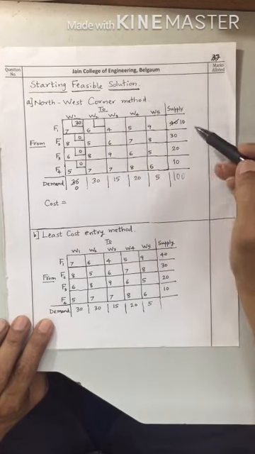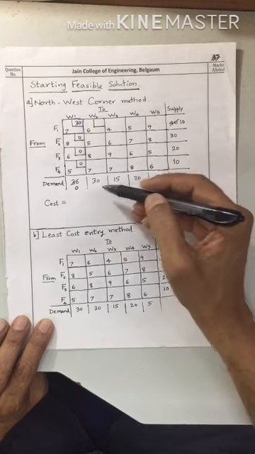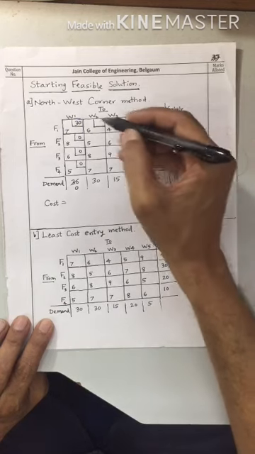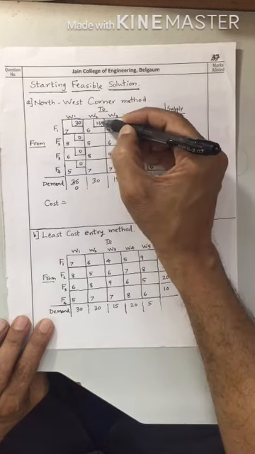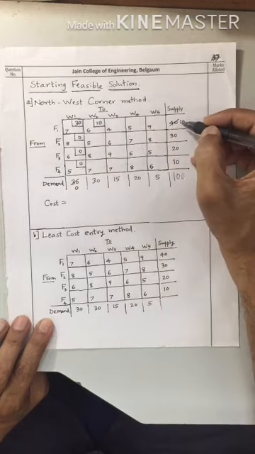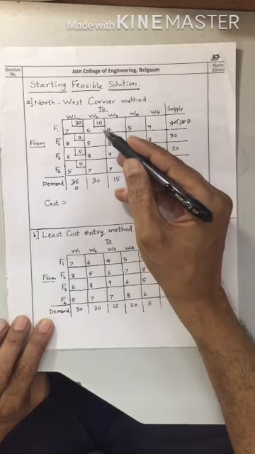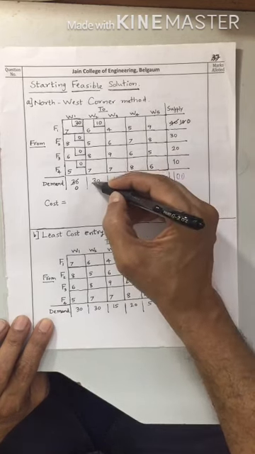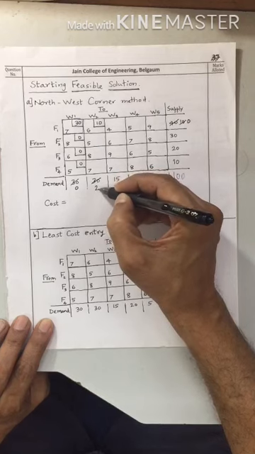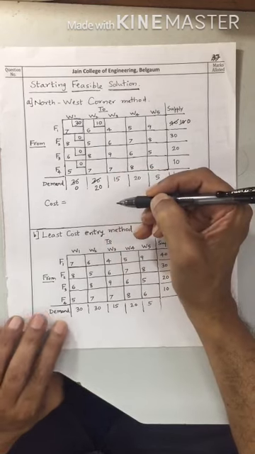Again, what is the corresponding supply? 10. What is the corresponding demand? 30. Therefore, I choose 10 here. So again, same procedure. So 10 units it has already supplied, it cannot supply anymore, therefore it becomes 0. And the demand of this was 30, so it has already got 10, therefore its requirement is 20.